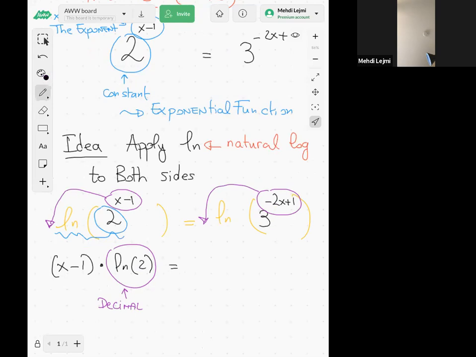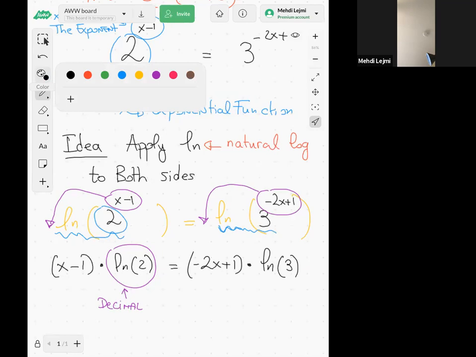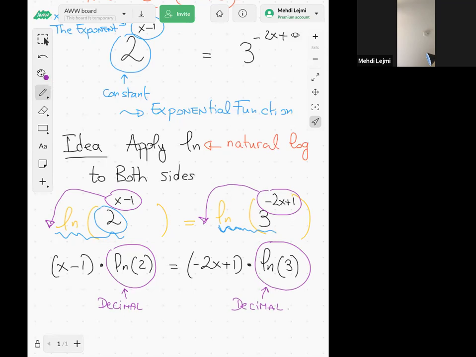Now the right side, the same thing. You bring down the minus 2x plus 1 times, and you are left with the natural log of 3. Again, if you use a calculator, it's going to be about 1 point something. It's just some decimal, so instead of replacing the natural log of 3 with a decimal, I'm going to keep the natural log of 3.